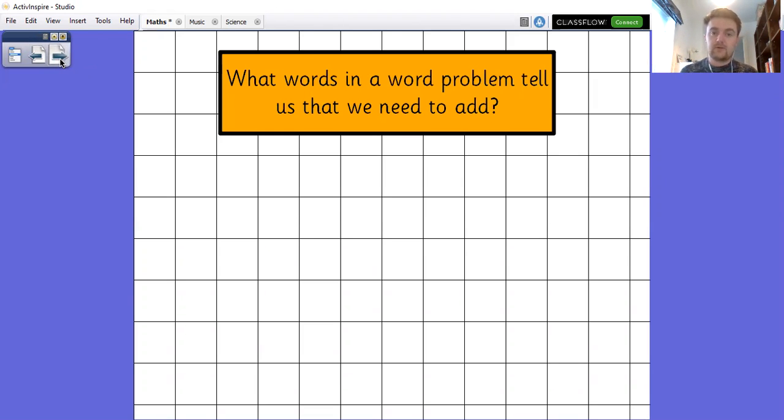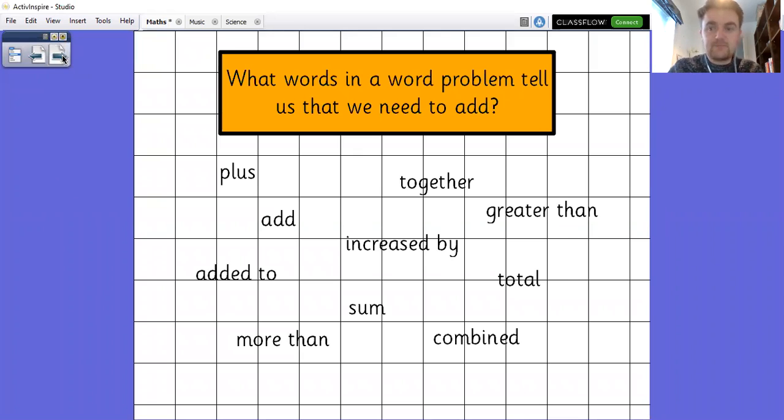So pause the video very quickly. What words in a word problem tell us that we need to add? What words might we look for? Okay, let's have a look at some of the words that I managed to find. So if we see plus, add, added to, more than, some, increased by, together, greater than, total, or combined, that's telling us that we need to add.